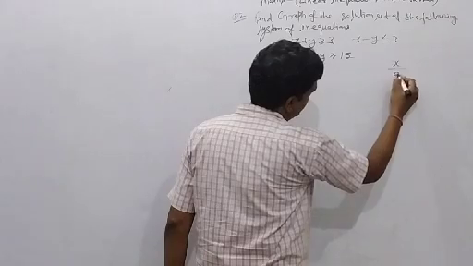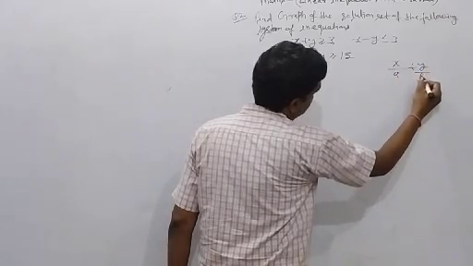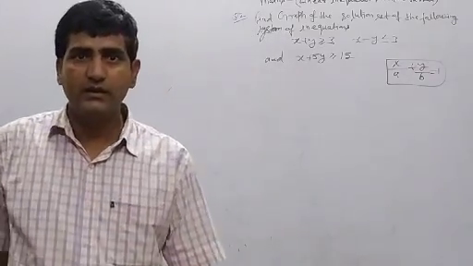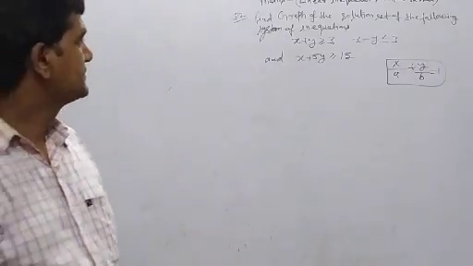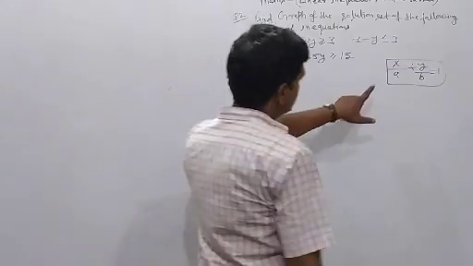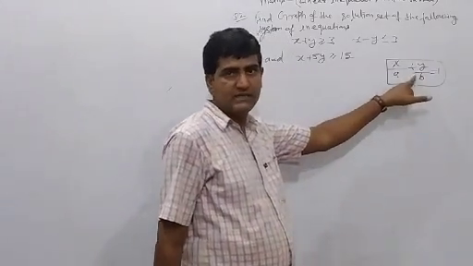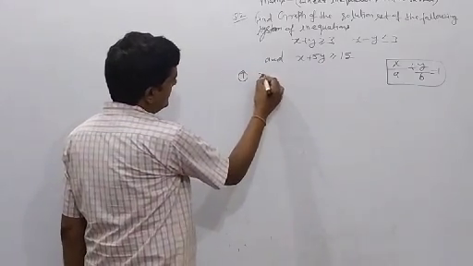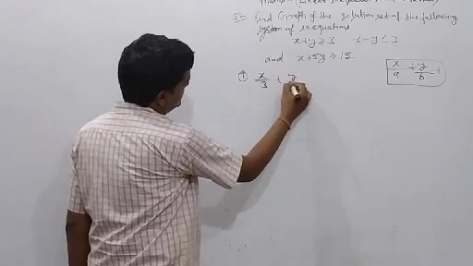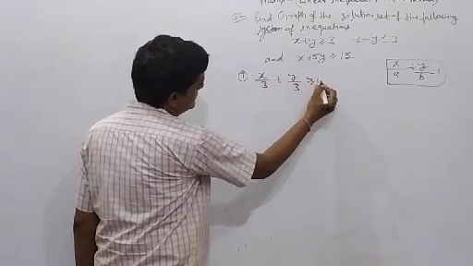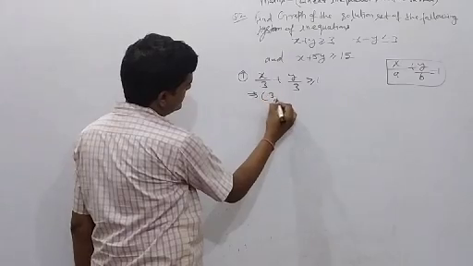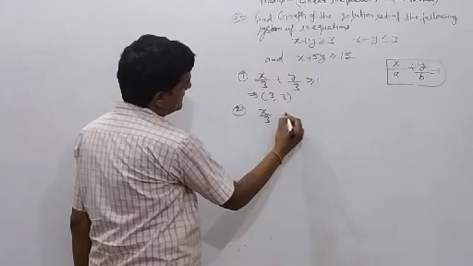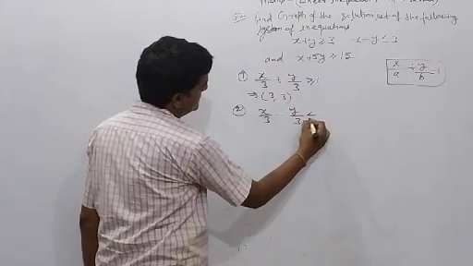First of all, we have to change into the x by a plus y by b is equal to 1 form. This is known as the intercept form. Intercept means where a is the x-intercept and b is the y-intercept. Understood? Then equation number 1 is x by 3 plus y by 3 is more than or equal to 1. That is 3 comma 3.